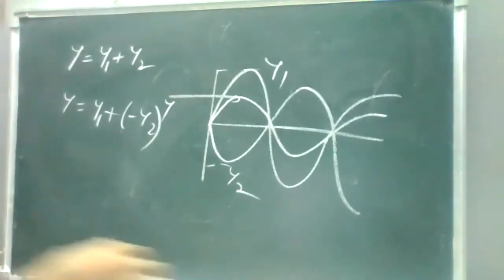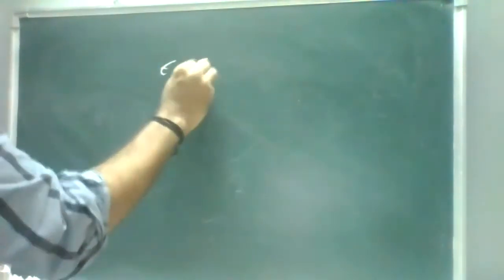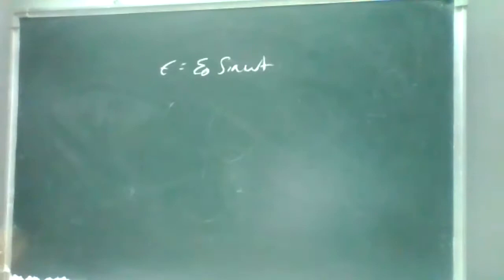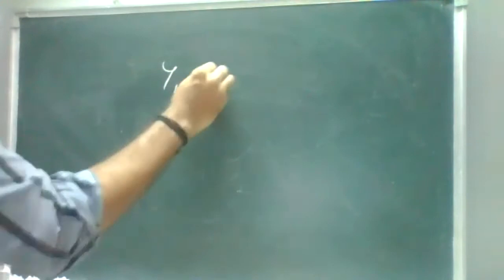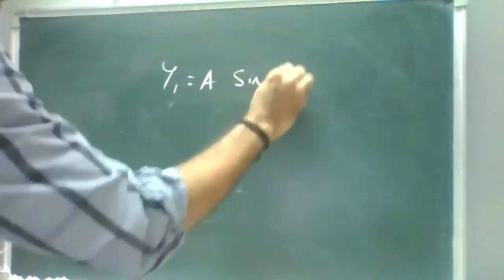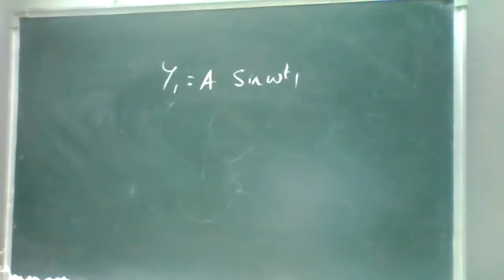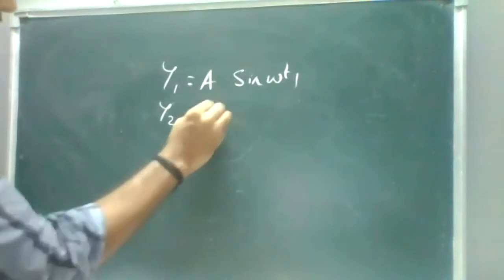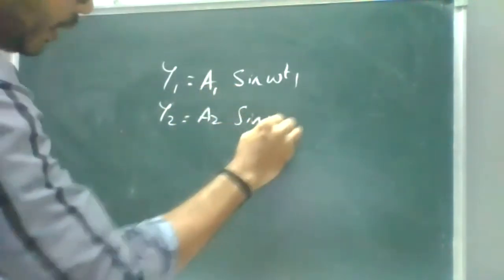Now, in the constructive and destructive interference law, there is a general relation. When we discussed amplitude, we saw the wave equation: E is equal to E naught sin omega t, where the sine wave starts from zero and its amplitude is E naught. Same thing for a wave. When discussing interference, I call the wave y1. y1 is equal to a1 sin omega t1, and its amplitude is a1. The second wave, with some difference, is y2 is equal to a2 sin omega t2.